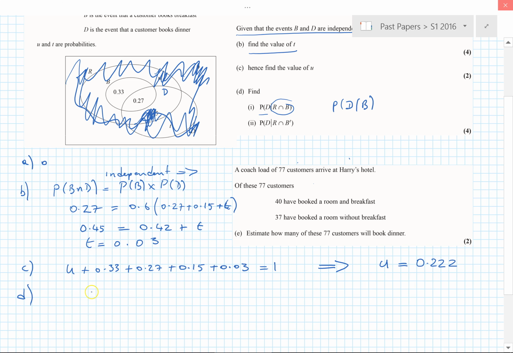Let's write down P(D conditional on R intersection B). The whole amount here is 0.6. We're looking at 0.6 of the thing which we know has now happened. And given that's happened, the probability that D actually happens is 0.27 within that. So that gives us the answer, which is 0.45.